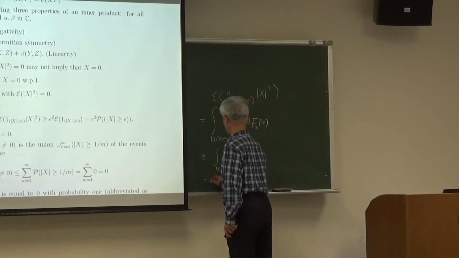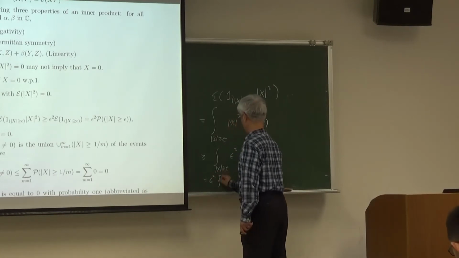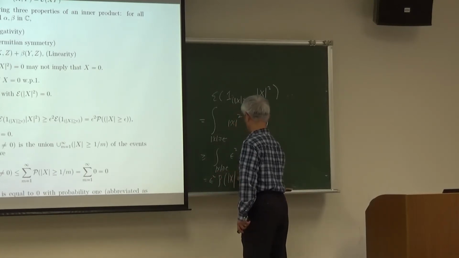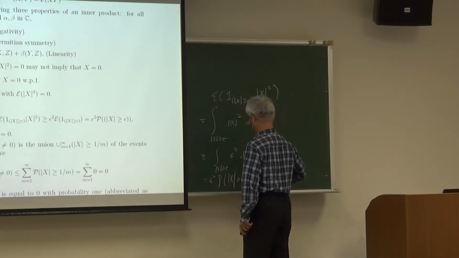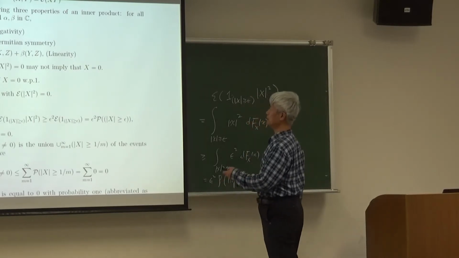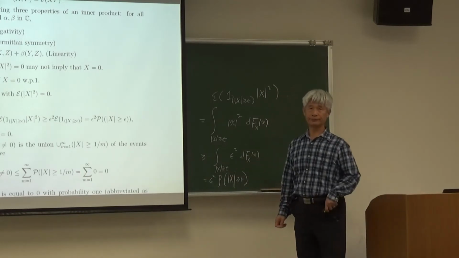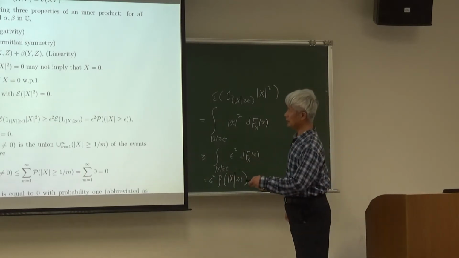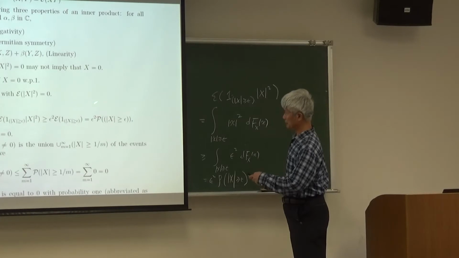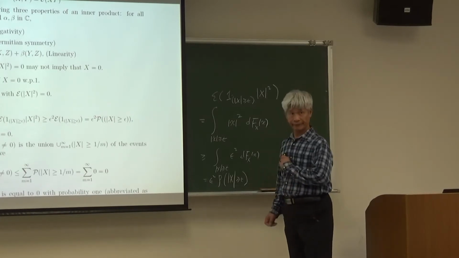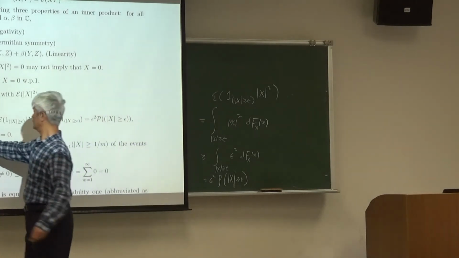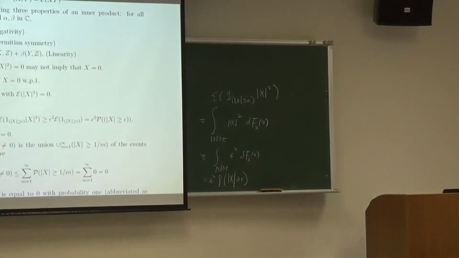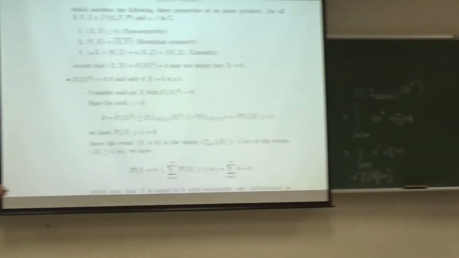And this is epsilon squared times the probability that X is greater than or equal to epsilon. So 0 is greater than or equal to this one. That implies that this is 0 for every epsilon.